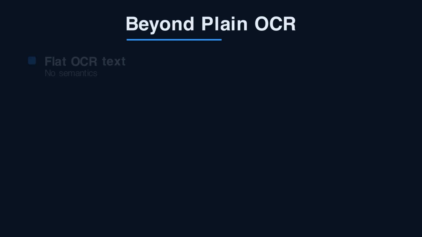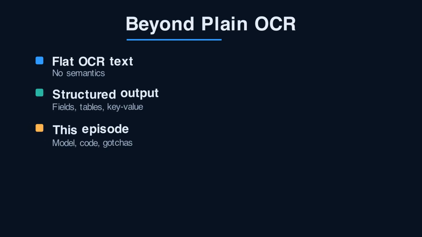If you've ever tried to pull line items off an invoice with raw optical character recognition, OCR, you know the pain. You get a flat stream of text with no idea which number is the total and which is a postal code. Azure AI Document Intelligence solves that by returning structured fields, tables, and key value pairs, not just characters.